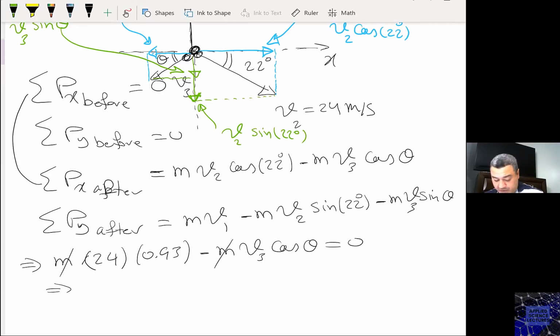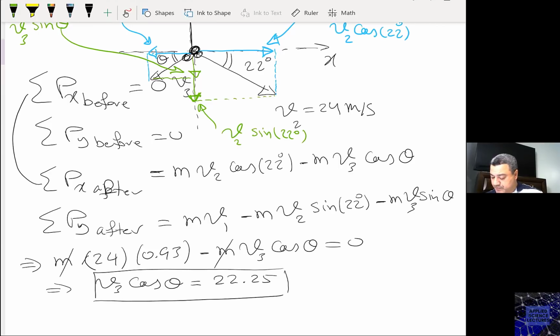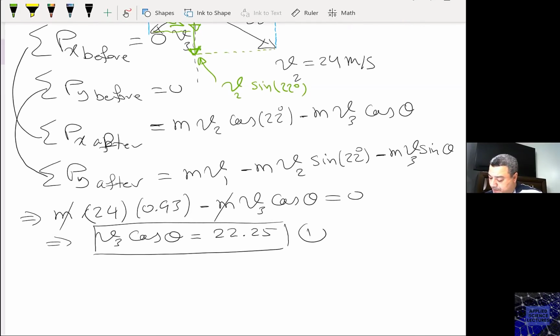If you work out the equation, v3 cosine theta equals 22.25. So this is the first equation. Now, if I equate this with this, what do I get?